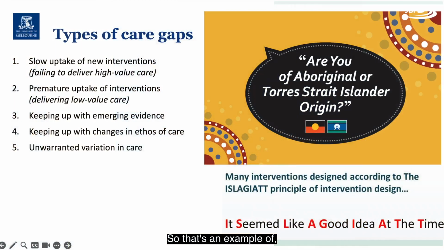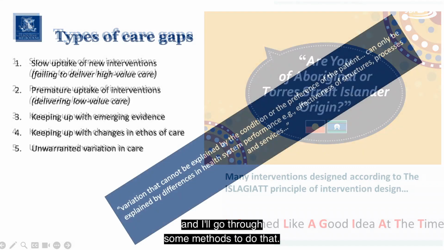So that's an example of, I've put this Lagiat principle up there, which really makes me laugh because I'm guilty of it too. We develop interventions because it seems like a good idea at the time. But in fact, we haven't really hit the problem properly. And understanding and identifying the problem is really important. And I'll go through some methods to do that.